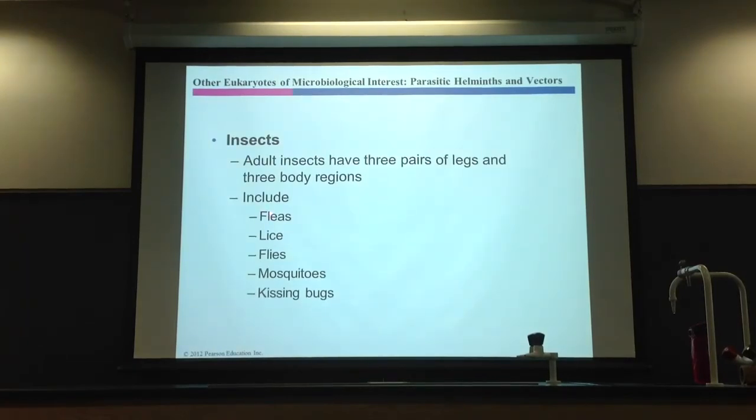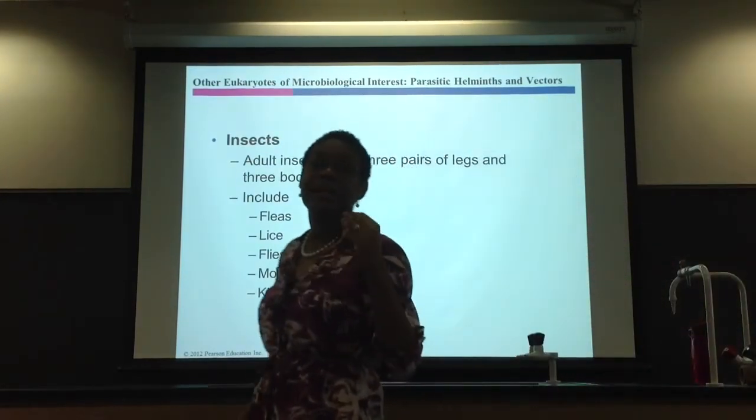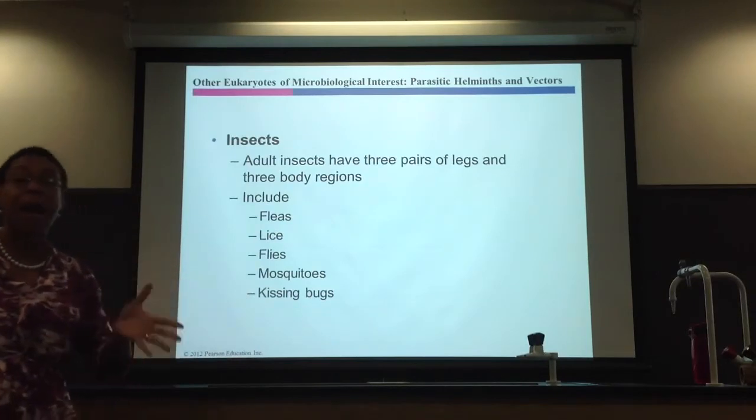Now, fleas, they don't have wings, but they can jump. Now, usually they're just pests. For example, if you got a dog or a cat, fleas are simply pests. However, fleas can carry diseases. They can be a biological vector.